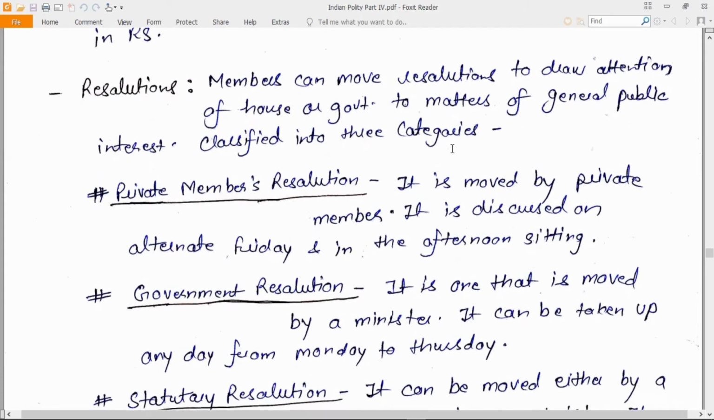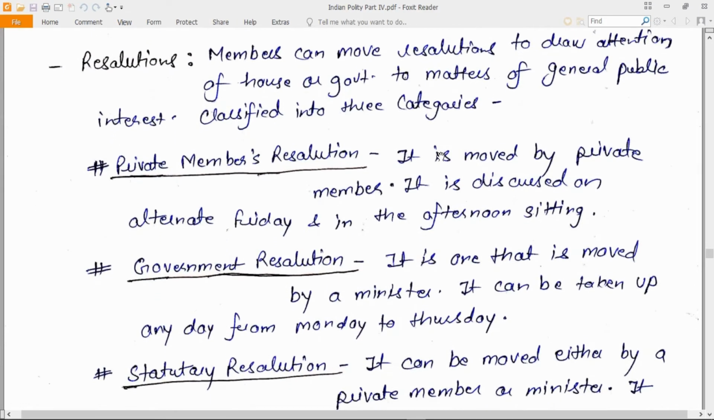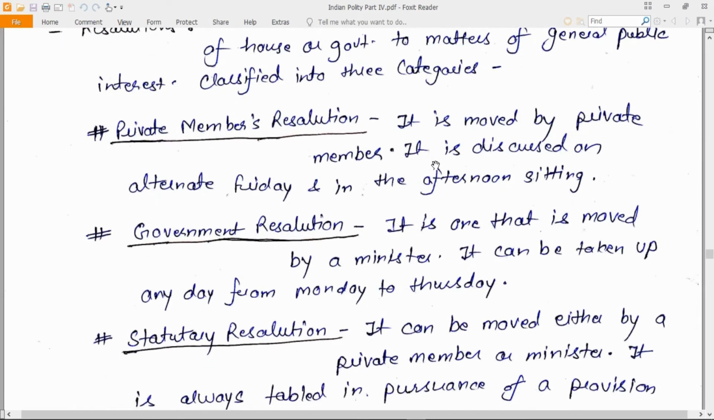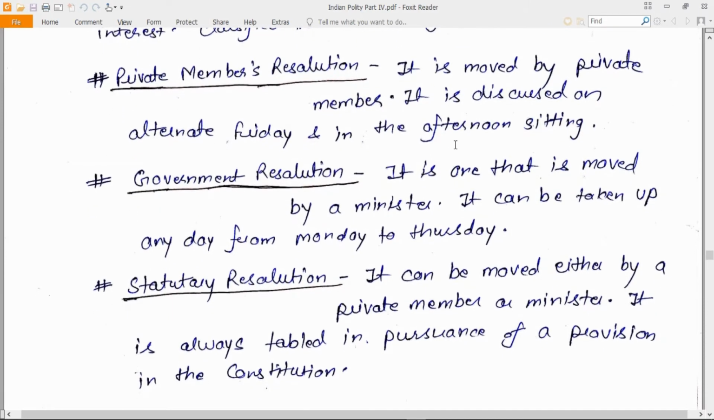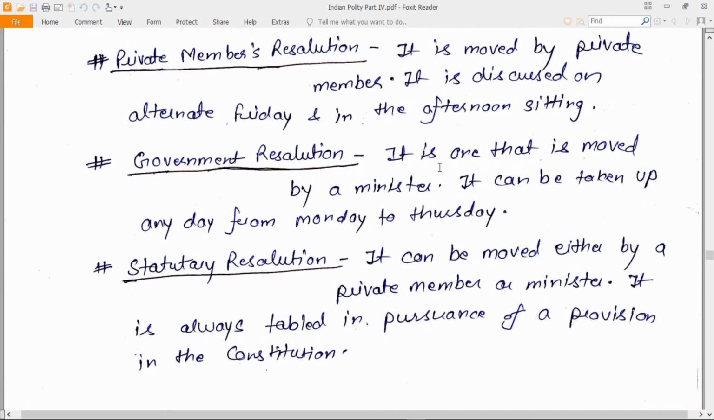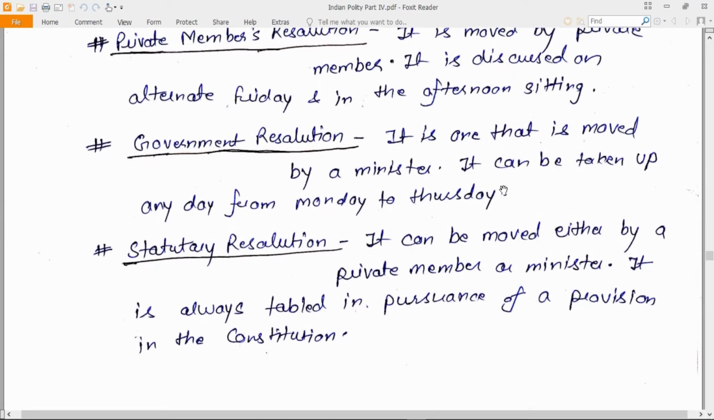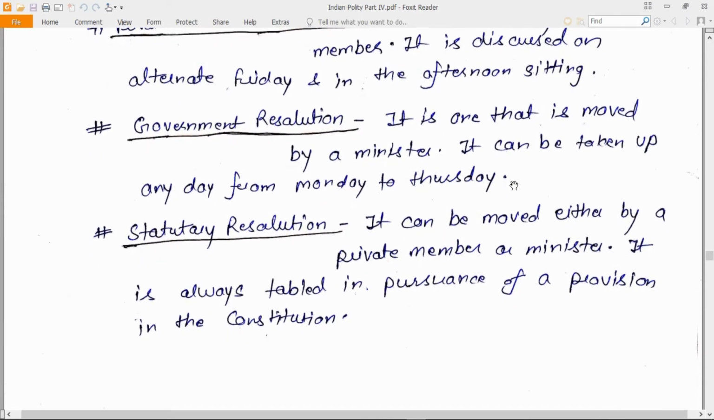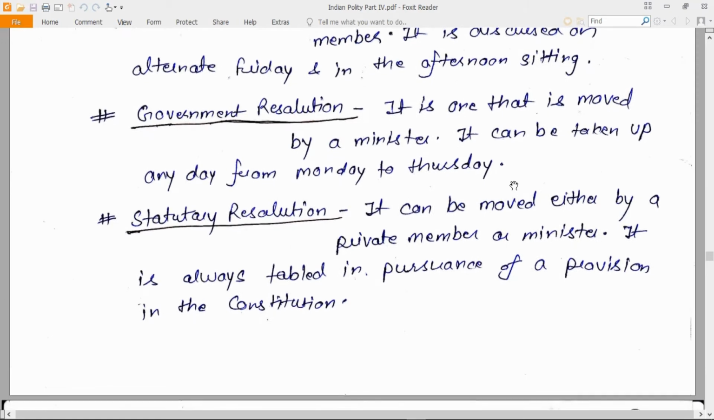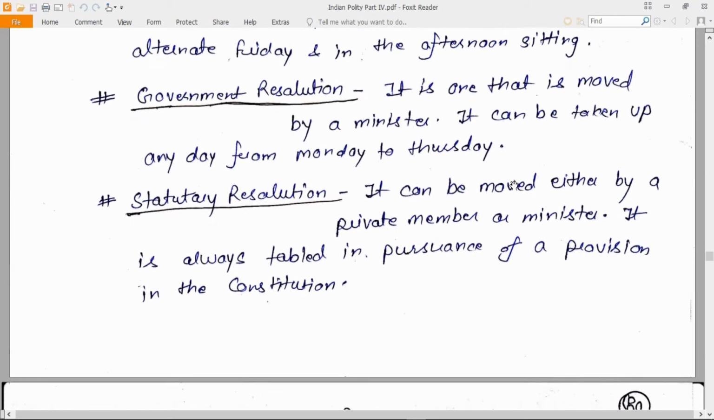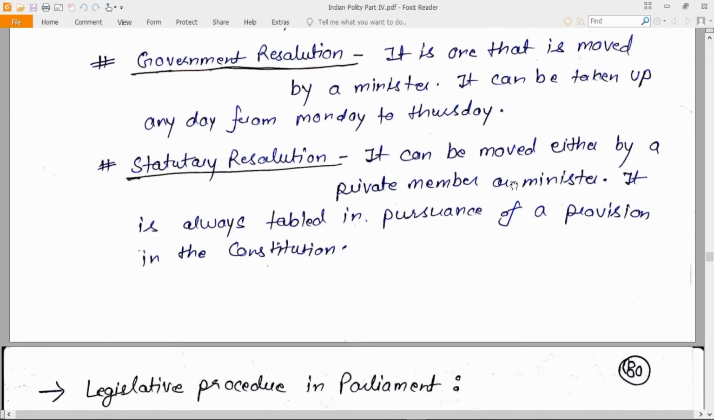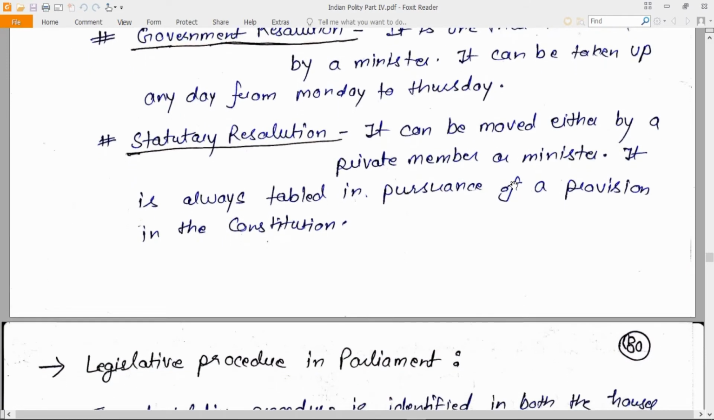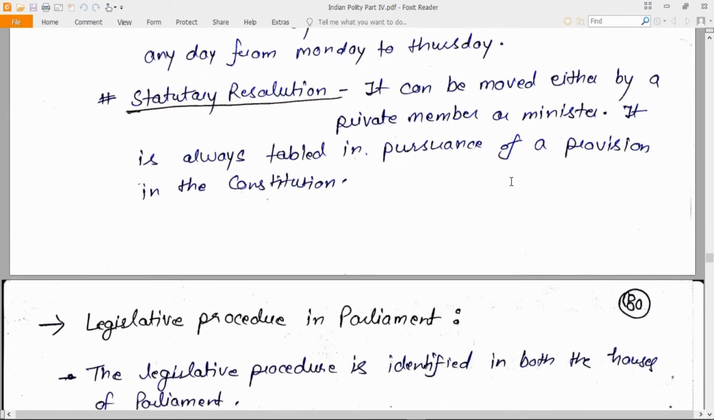It is classified into 3 categories. Private members resolution: it is moved by a private member and discussed on alternate Fridays in the afternoon sitting. Government resolution: it is one that is moved by a minister. It can be taken up any day from Monday to Thursday. Statutory resolution: it can be moved either by a private member or a minister. It is always tabled in pursuance of a provision of the Constitution.